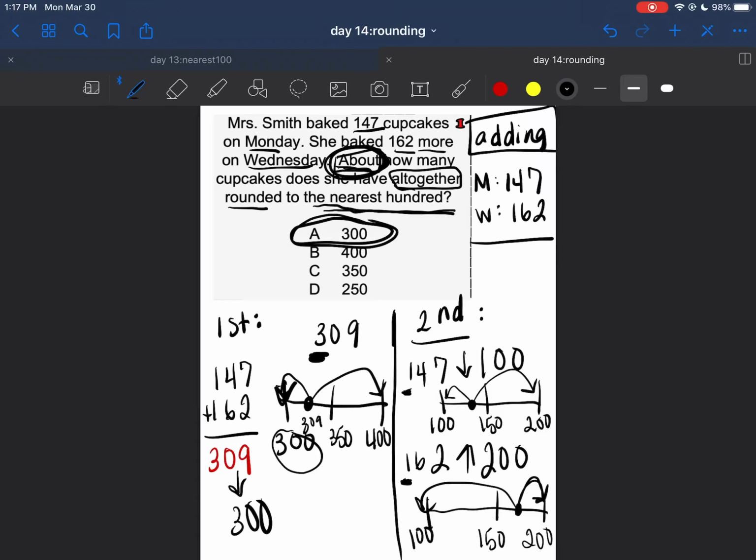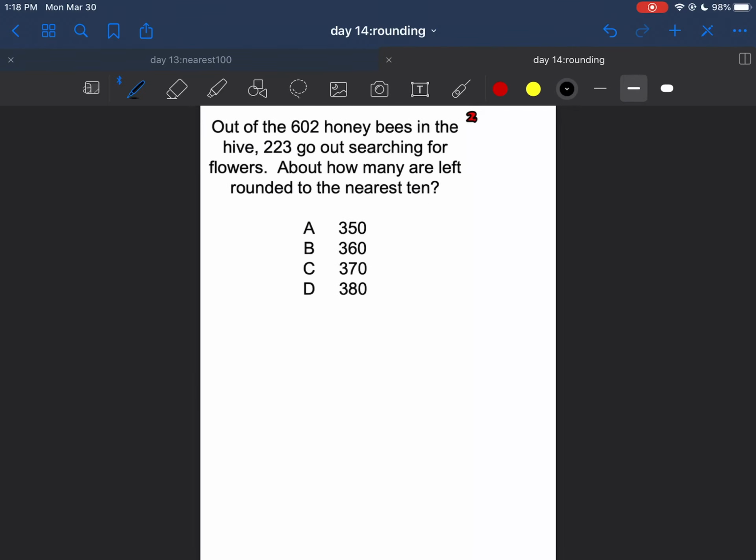Now we would have to put our rounded numbers together. We want to know how many cupcakes she made altogether. So 100 plus 200 is 300, which gives us A. In this case, we got the same answer, whether you rounded first like we did here and then solved, or whether you solved first and then rounded. Let's do another one together.